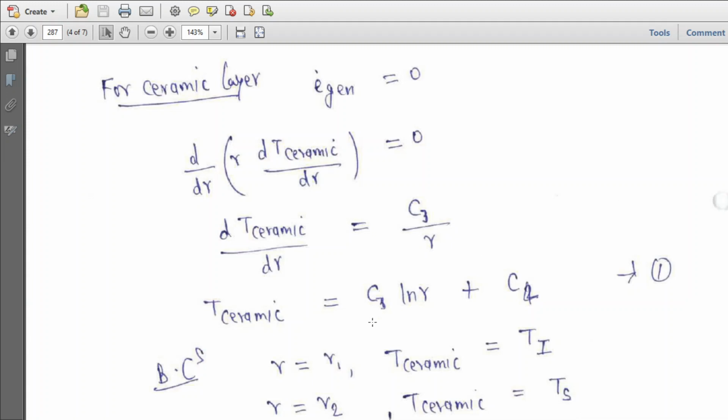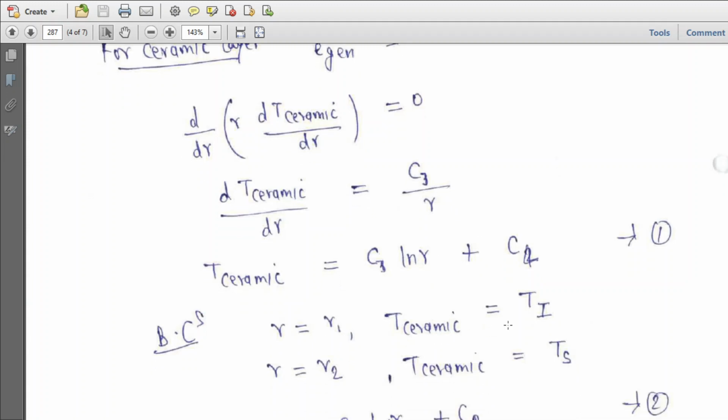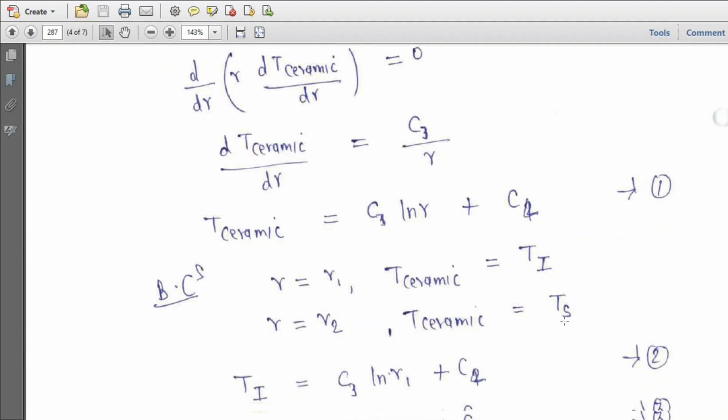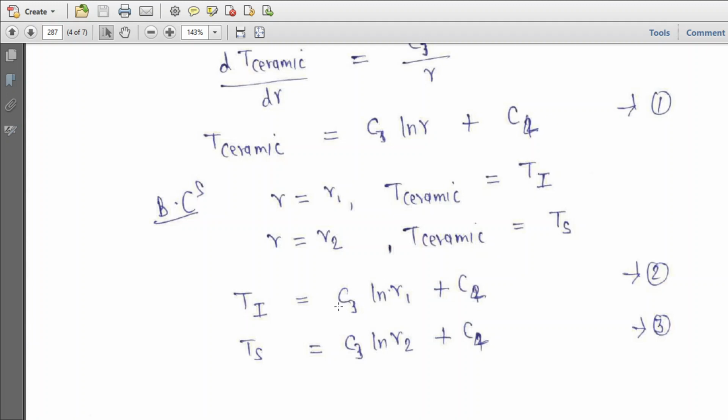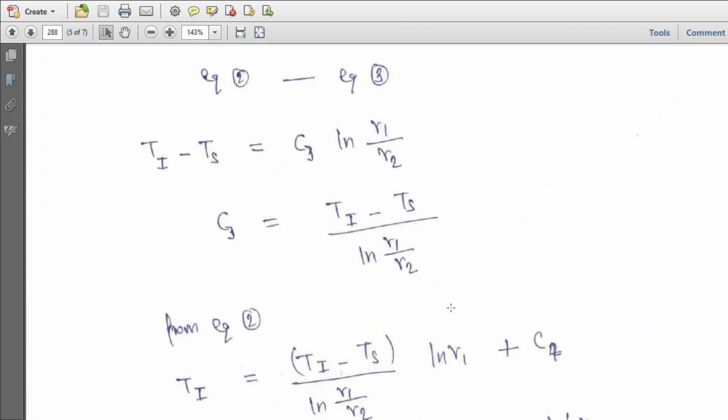Now the boundary conditions are at r equal to R1, T ceramic equal to Ti, because that is the inlet temperature for ceramic, which is equal to the interface temperature, as T wire and T ceramic. At r equal to R2, T ceramic is equal to Ts, the surface temperature of the ceramic layer. By putting these two conditions there, Ti equal to C3 ln R1 plus C4 and Ts equal to C3 ln R2 plus C4. We can solve these two.